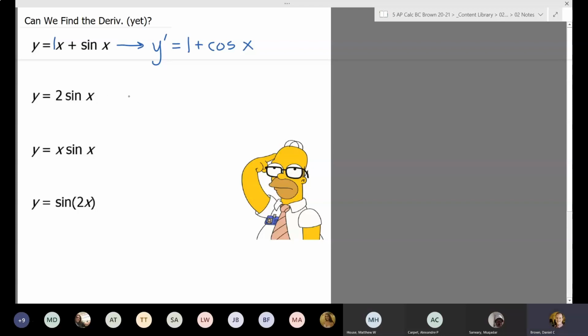This second one, do you have the skills to be able to take the derivative of this one yet?